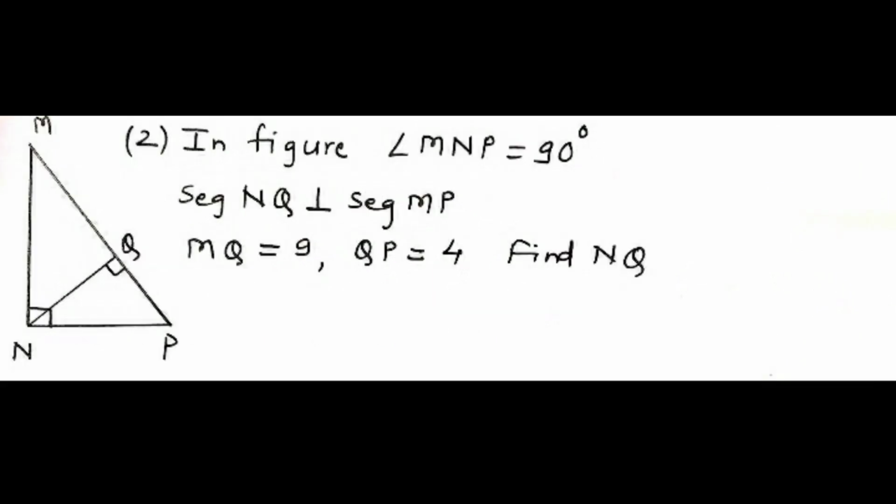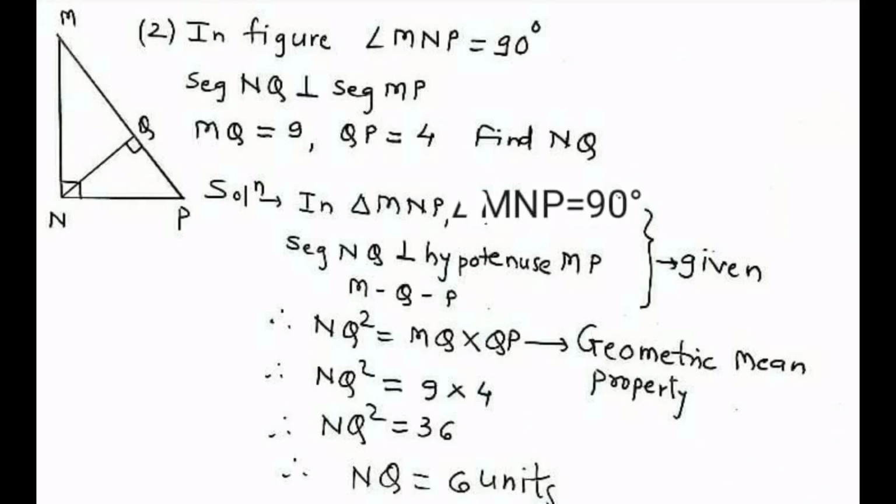Second one. In the figure, angle MNP is 90 degree, segment NQ is perpendicular to hypotenuse MP. MQ is 9, QP is 4, find NQ. Here in a right angle triangle, an altitude is drawn on the hypotenuse, and therefore in triangle MNP, angle MNP is equal to 90 degree, segment NQ is perpendicular to hypotenuse MP. This is given. So we'll use the geometric mean property.